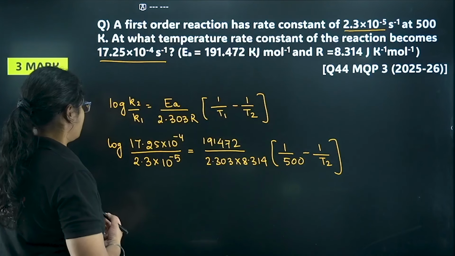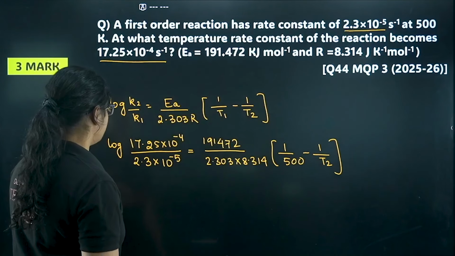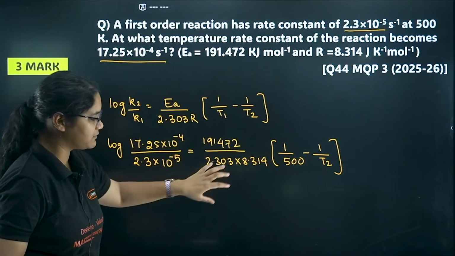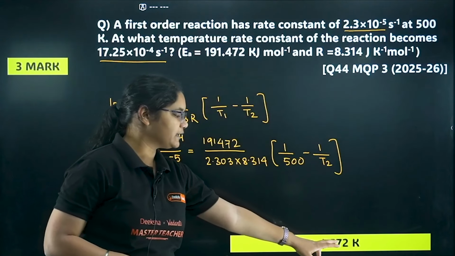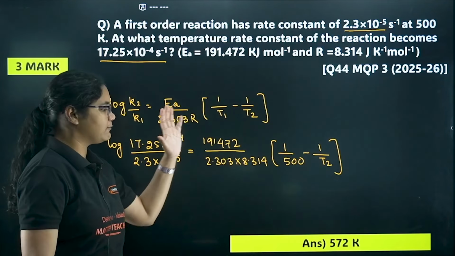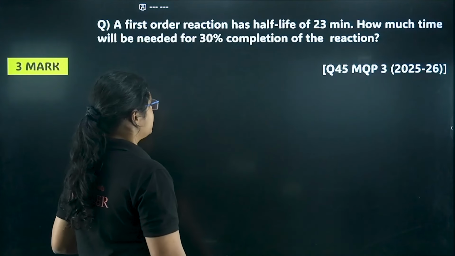Okay, so now you can see how we can solve. You have your calculator, so just solve this first and then calculate this value, and if you calculate you will be getting temperature as 572 Kelvin. Okay, so you have calculator. I'm not going into detail on how to calculate this one, but yes, you can easily do it using calculator.